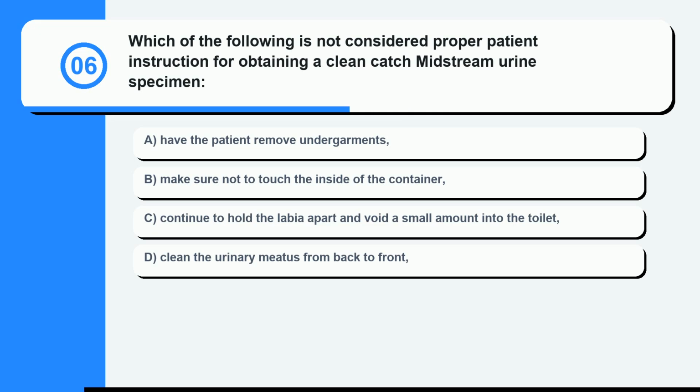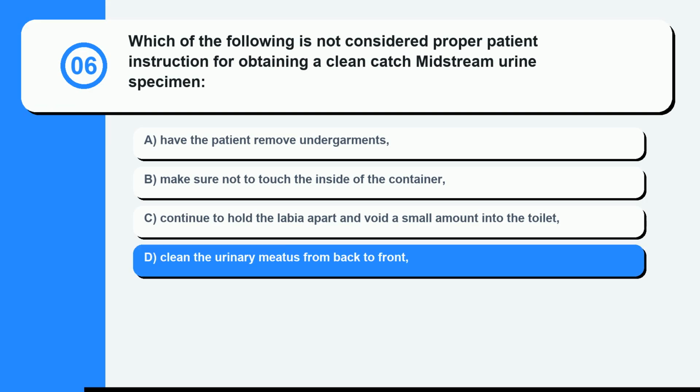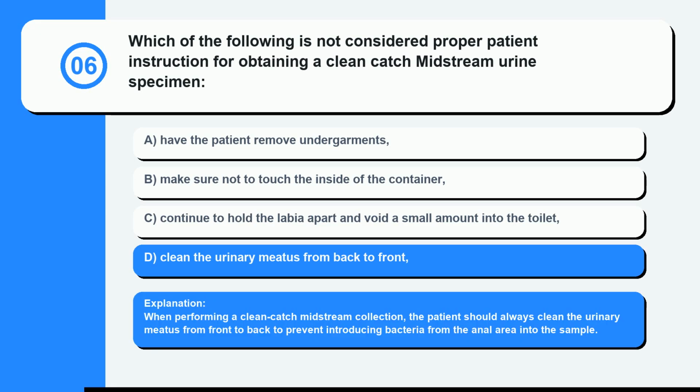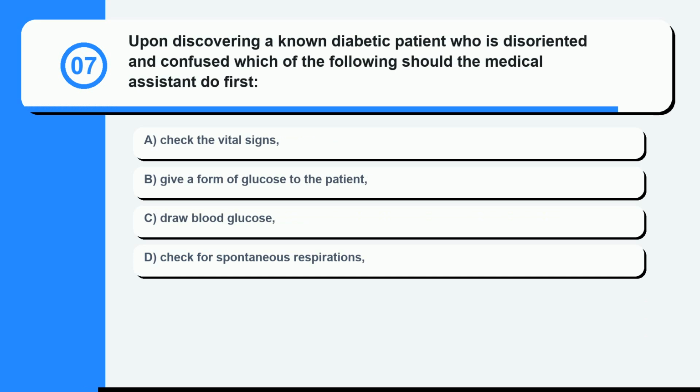Question 6. Which of the following is not considered proper patient instruction for obtaining a clean catch midstream urine specimen? A. Have the patient remove undergarments, B. Make sure not to touch the inside of the container, C. Continue to hold the labia apart and void a small amount into the toilet, or D. Clean the urinary meatus from back to front. The correct answer is D. Clean the urinary meatus from back to front. When performing a clean catch midstream collection, the patient should always clean the urinary meatus from front to back to prevent introducing bacteria from the anal area into the sample.